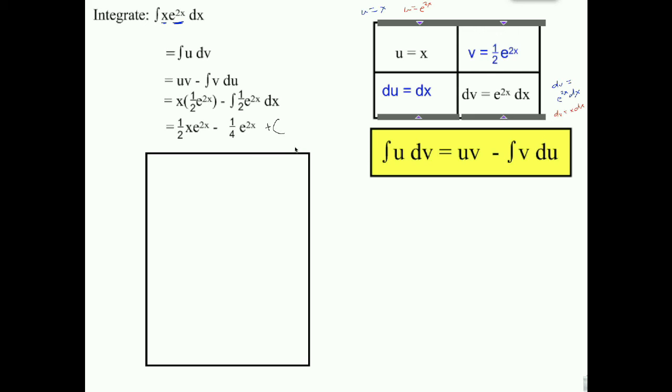And those are some examples of using integration by parts. Integration by parts is when you have a product of 2 functions, and you can split it into 2 parts, one being u, the other one being dv.